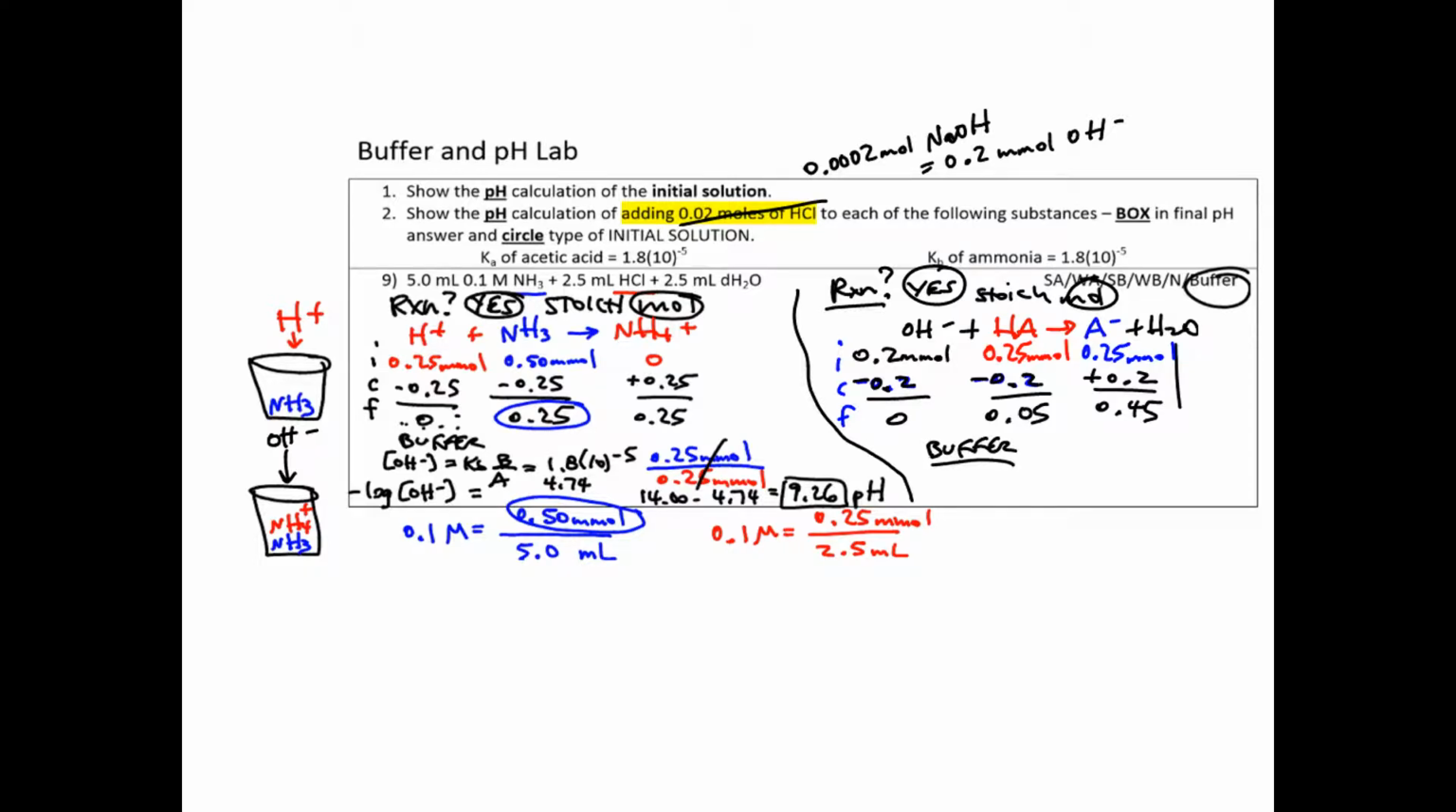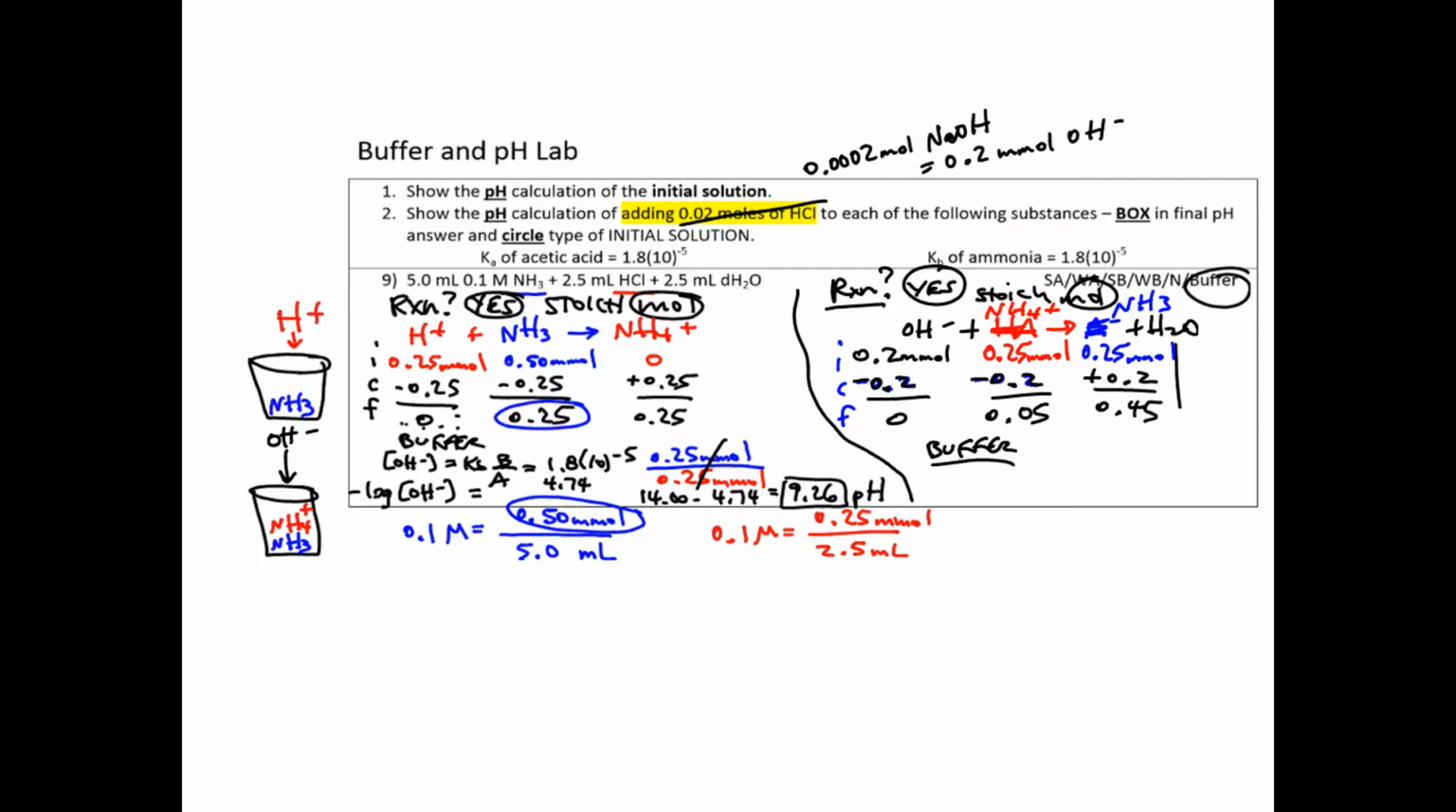Sorry about that. I wrote HA for ammonium, which I don't like when I do this. It's not mathematically wrong, but I'm just going to change it. This should have said NH4 plus. You shouldn't really use the A minus and the HA for this. I just wasn't paying attention. Anyway, NH4 plus and NH3. Still the same thing.